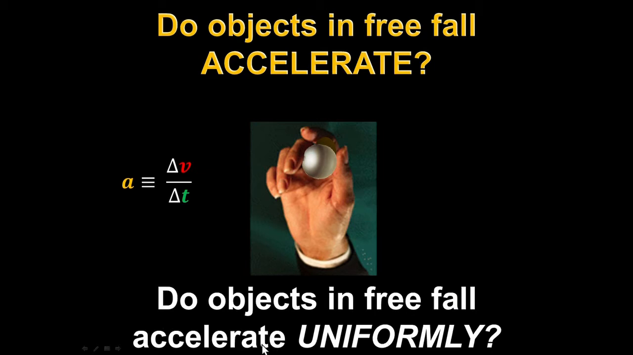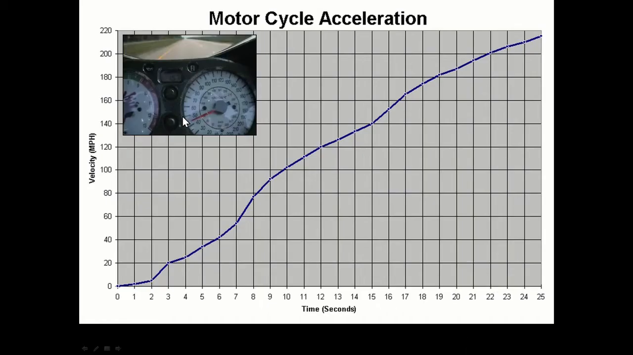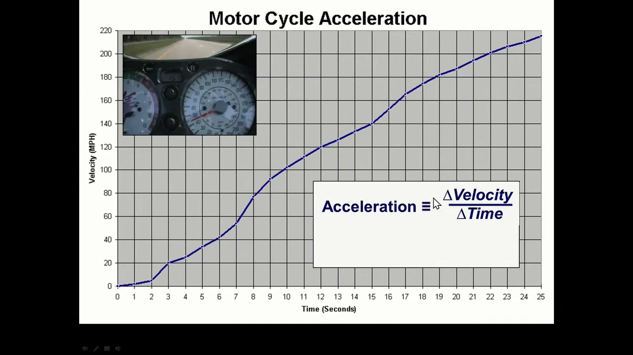So I need to talk about what I mean by uniform acceleration. In the last video I showed you this motorcycle accelerating from 0 miles per hour to 220 miles per hour in 25 seconds, and we calculated the acceleration of that motorcycle. It was defined as a change in velocity over time. Slope is defined as rise over run, which is a change in the y-coordinate over a change in the x-coordinate. So it looks like the slope of this graph is going to give us the acceleration, because on the y-axis we have velocity, on the x-axis we have time. Well, it's a change in velocity over a change in time.